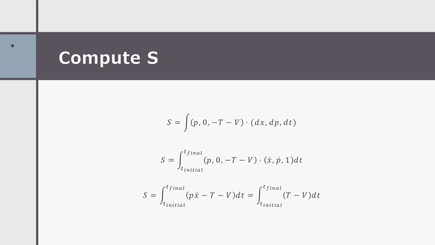And when you work that out, what you get is px dot minus the total energy, now dt from the starting time to the final time. And what that gives you is the integral of t minus v by dt over the starting time to the final time, QED.